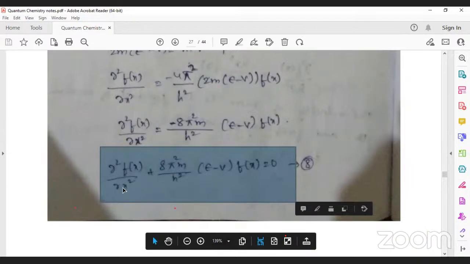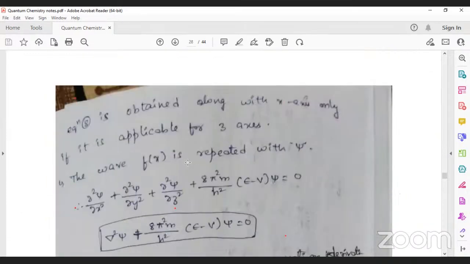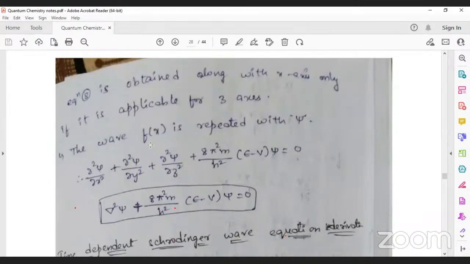∂²f(x)/∂x² + (8π²m/h²)(E − V)f(x) = 0. Instead of f(x), we may use ψ, the wave function. The above equation can be written in terms of ψ. It should also be applicable for three-dimensional particles, a three-dimensional system. So we can write the Schrodinger wave equation like this.